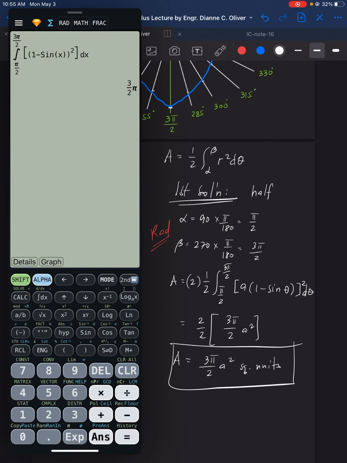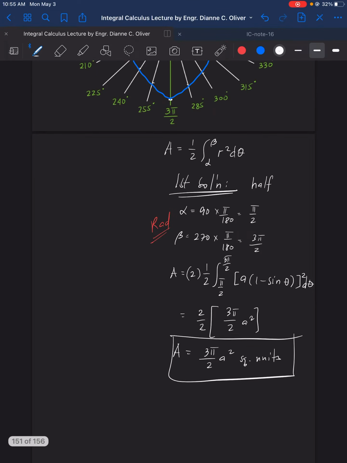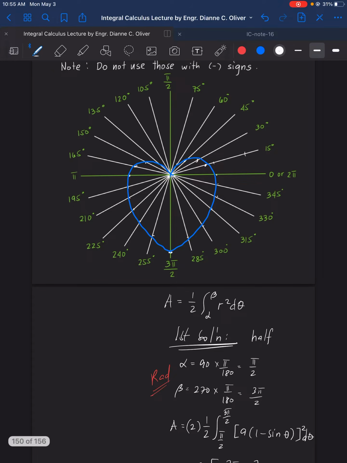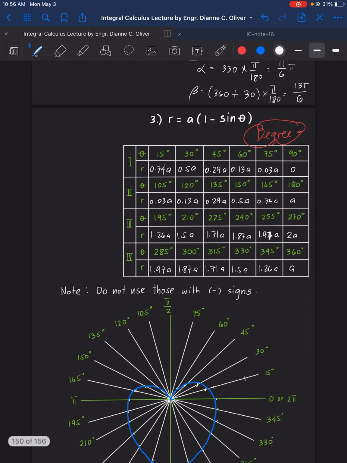So the area now is equal to 3 pi over 2 a squared square units. Now let's go to the second solution. For the second solution, we will now consider the whole heart. Let's start at the origin, which is 90, and then end at 90.